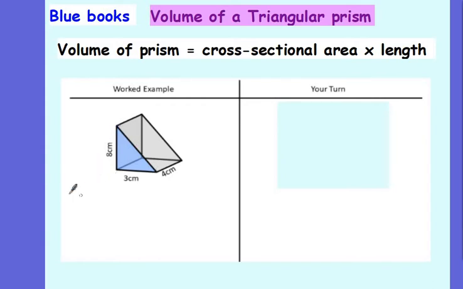The first thing I need to do to work out the volume is work out the cross-sectional area. My cross-sectional area is the area of this triangle on the front. We know the area is equal to half base times height. For this triangle, that's half times 3 times 8, which gives me 12 centimetres squared.